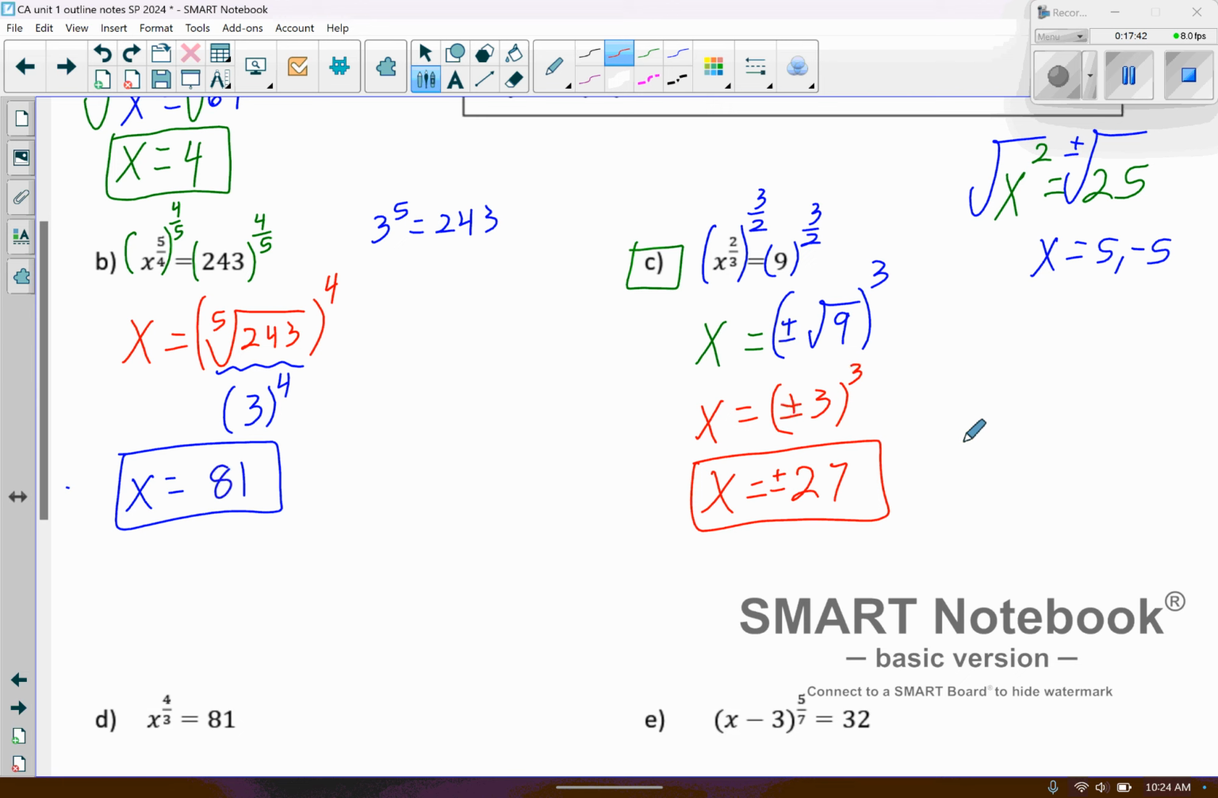So just to be clear, we have two solutions here. We have positive 27 and we have negative 27. And if you want to, you can plug it in and you can see that they will both work.